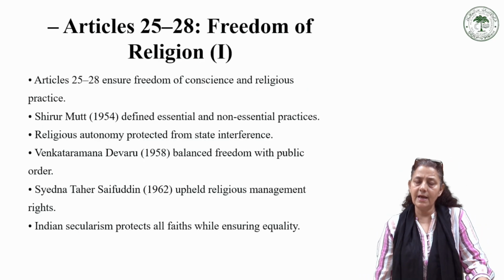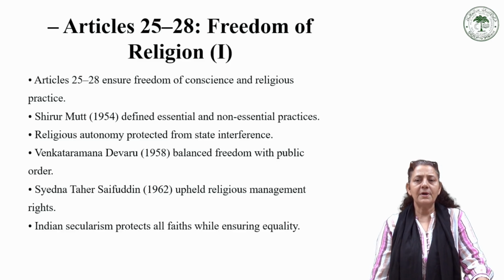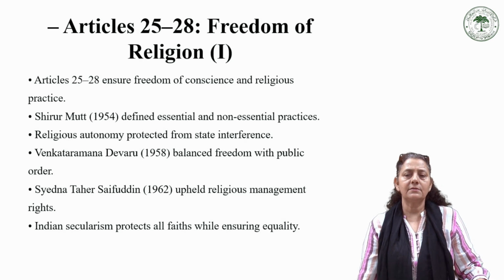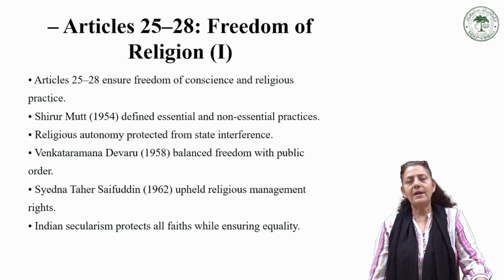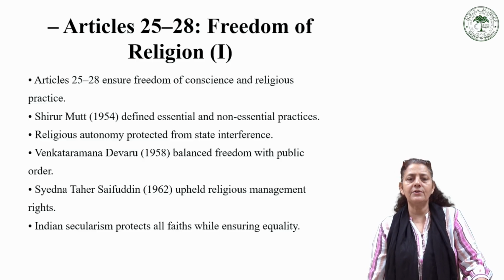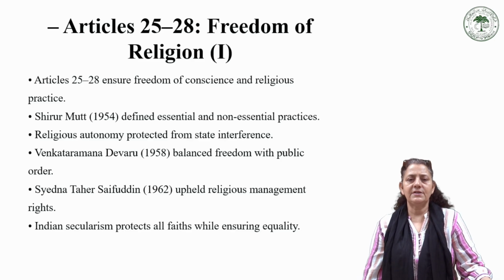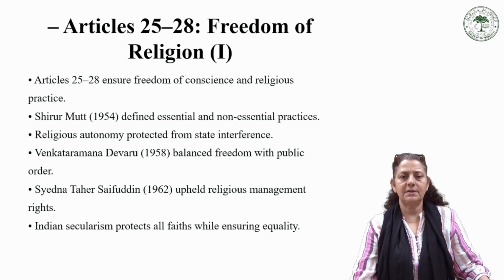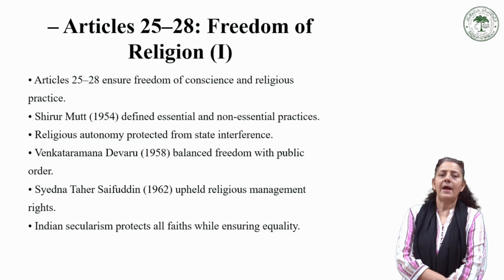Articles 25 to 28 guarantee freedom of conscience and religion, reflecting India's secular fabric. In the Shirur Mutt case, 1954, the Supreme Court interpreted Article 26, recognizing the autonomy of religious denominations to manage their internal affairs. The court drew a distinction between essential religious practices, which are constitutionally protected, and secular activities, which can be regulated by the state. This principle preserved the delicate balance between freedom and regulation.